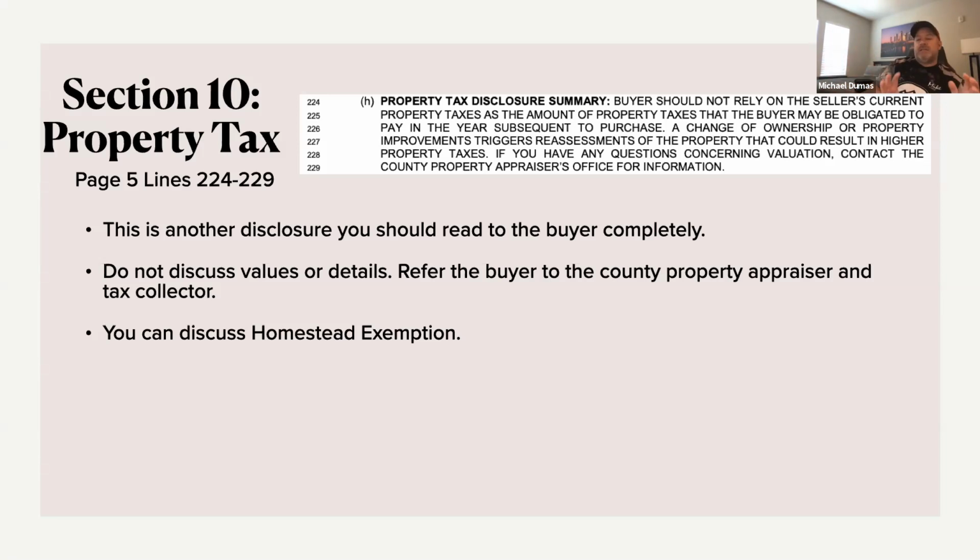You can discuss homestead exemption in general. I would suggest you send them to the property appraiser's or the tax collector's website to understand the homestead exemption. You could say, you do get a homestead exemption of $25,000 for single, $50,000 for married. If you're a veteran, you get another $25,000. It takes that off of your tax assessed value. But again, refer them to the tax collector.